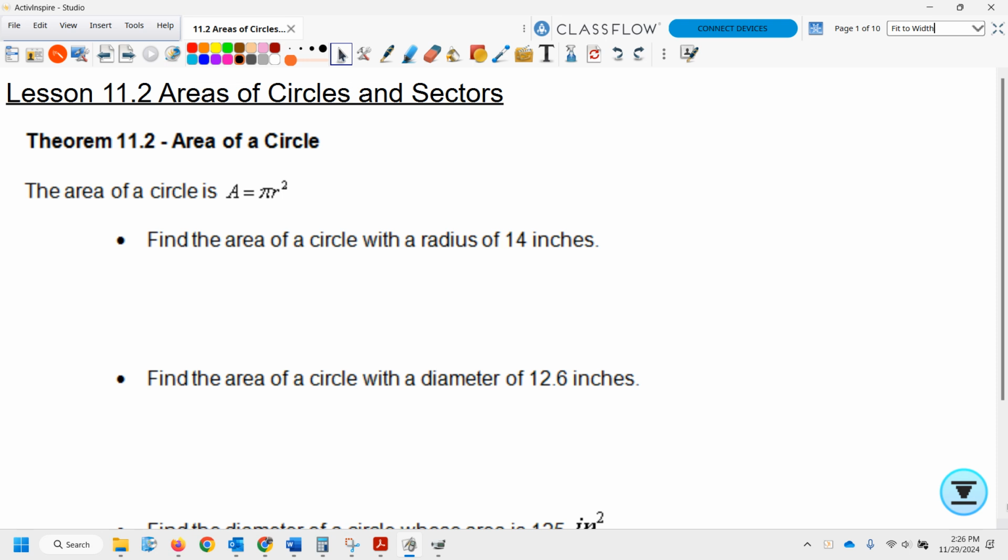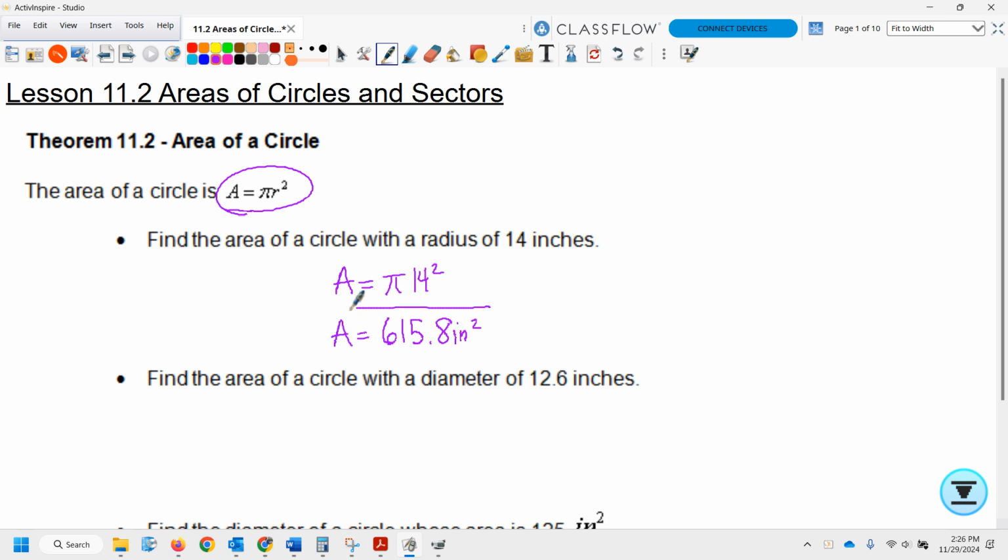The area of a circle formula is right here. Area is equal to pi times r squared, where r is the radius. So we're going to find the area with radius of 14. The area is equal to pi times 14 squared. You get your little fancy calculator out, pi times 14 squared, and we round to the nearest tenth, gives us 615.8 inches squared. Remember, area is always units squared.